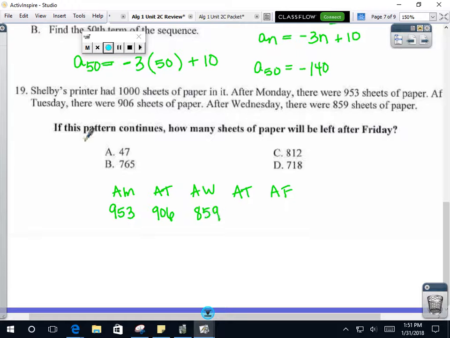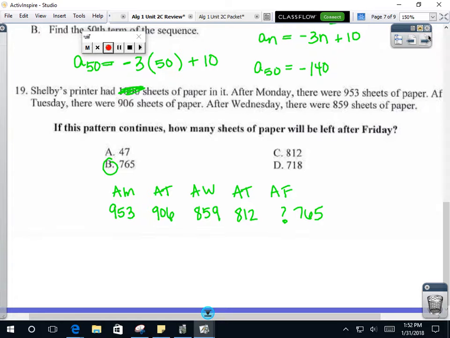And then they said, if this pattern continues, how many sheets of paper will be left after Friday, which would be right here? Well, to know that, you also have to know after Thursday. What is the pattern? Each day, 47 sheets are used. So after Thursday, there would have been how many used? And after Friday, there would have been, right. So you don't even really need to use the 1,000. It said after Monday, 953, so that's where I started it.